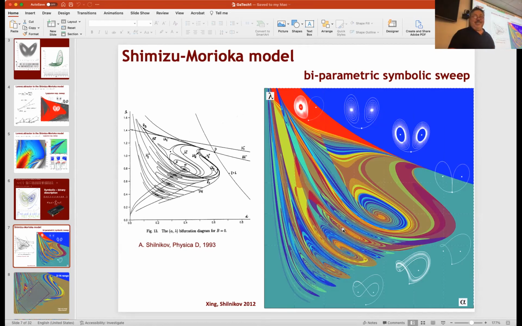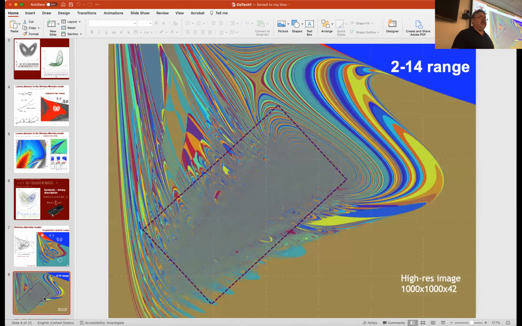But soon she got the skills, and it took her almost a month to get this diagram. This diagram is made of 40 panels. Each panel is 4,000 by 4,000 points. So you can zoom in and you will see all the details. But that was the game at that time.